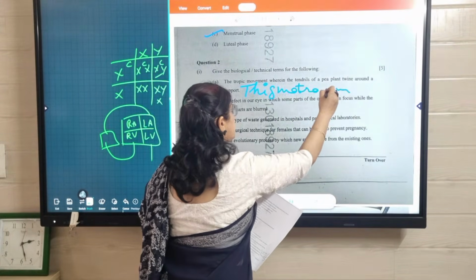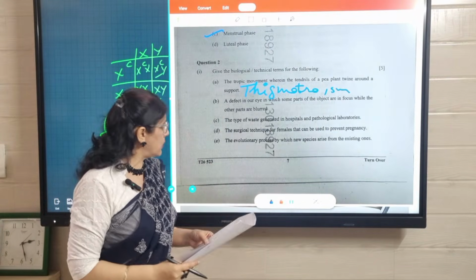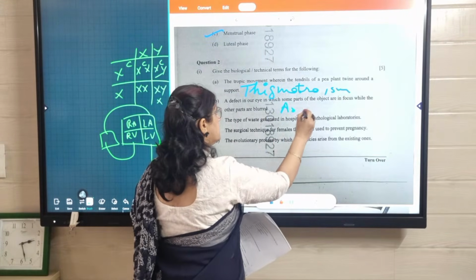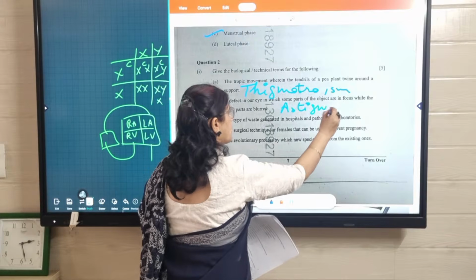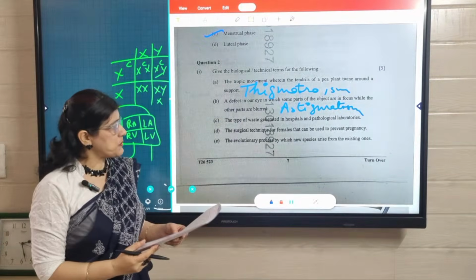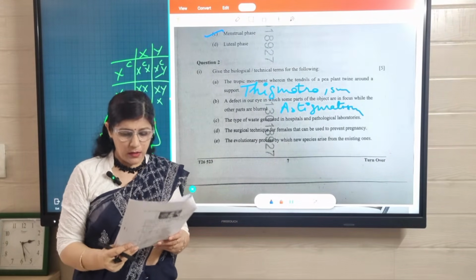Thigmotropism. A defect in our eye in which some parts of the object are in focus while the other parts are blurred. This is astigmatism. Astigmatism. The type of waste generated in hospitals and pathological laboratories, this is biomedical waste under the heading soil pollution.